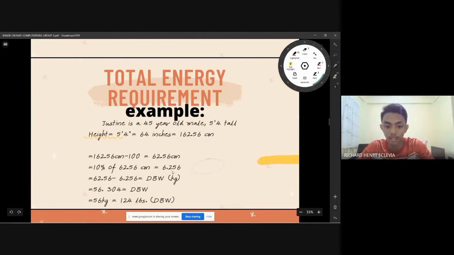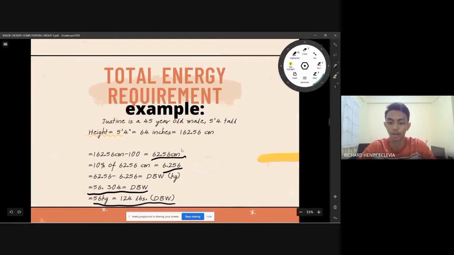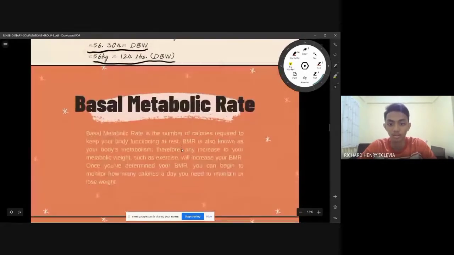So ito yung sagot. So ipag-add mo lang itong dalawa. Then makuha mo na yung DBW mo. So then i-round. Pag may point, kailangan mo siyang round off para maging whole number. So yung DBW mo is 56 kilograms or 124 pounds.